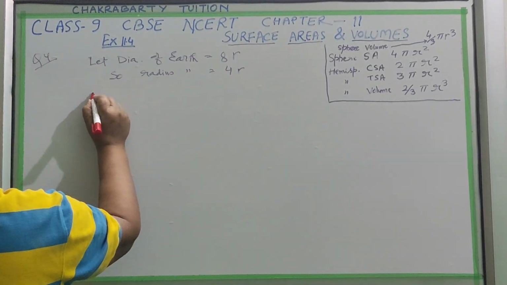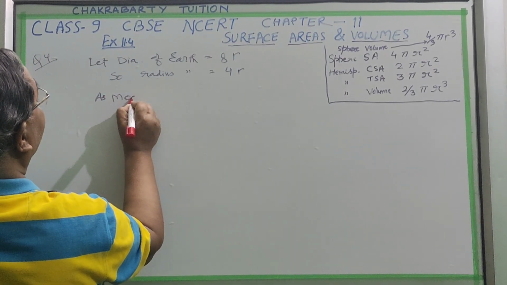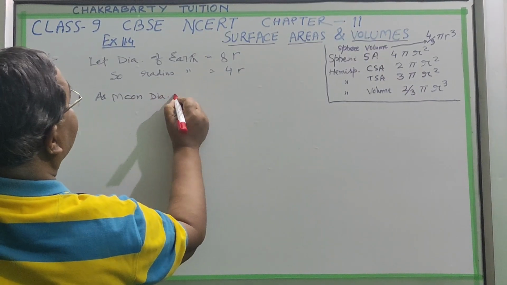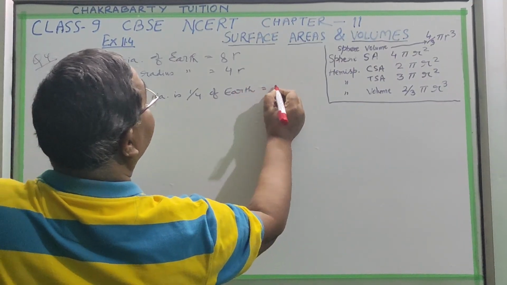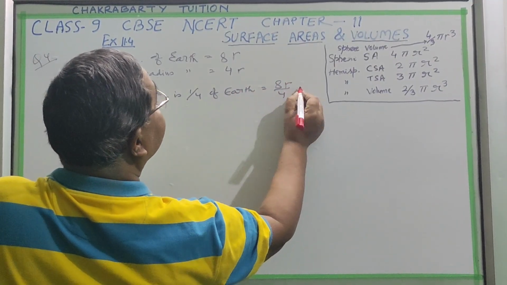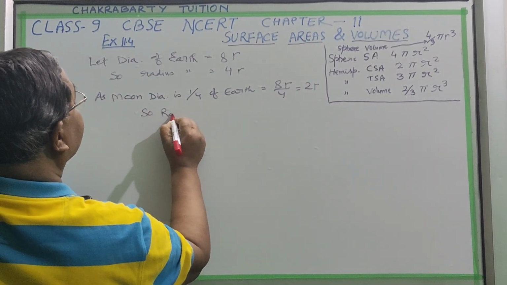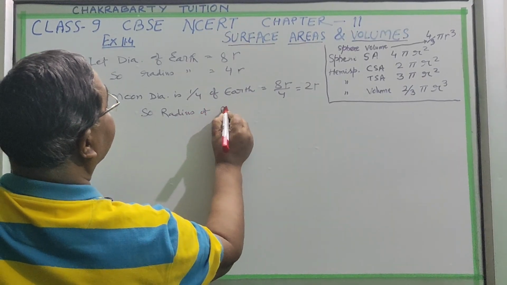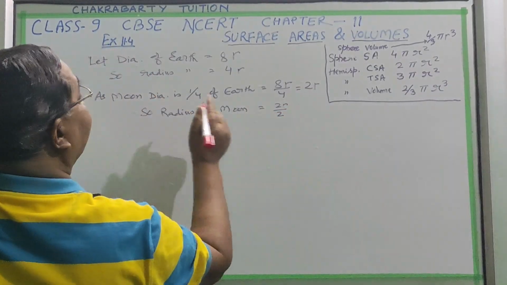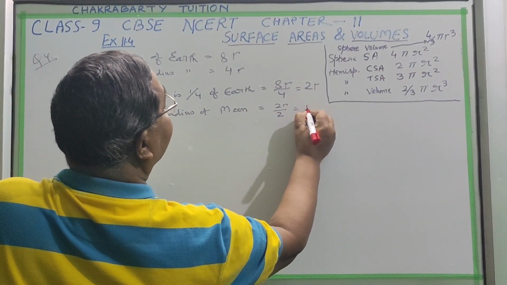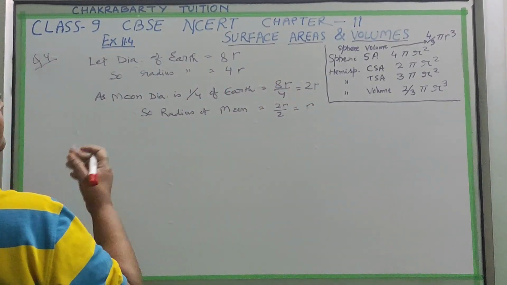Okay. Now moon. As moon diameter is 1/4 of earth, it is equal to 8r upon 4, which is equal to 2r. So radius of moon will be equal to 2r upon 2, because it is the diameter, which is equal to r. It will become r, and 4r is the radius of earth. Now we have to find the fraction.